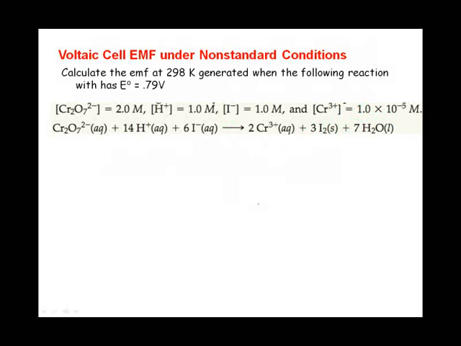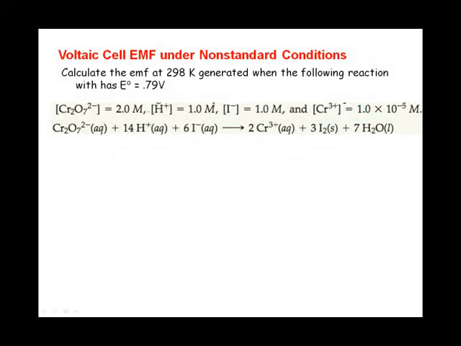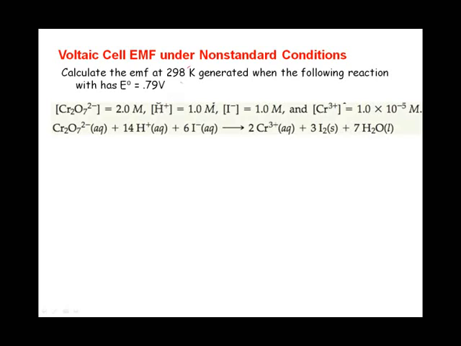So we want to calculate the electromotive force, which is E when it's not 0, at 298, so it's standard temperature, generated with the following reaction, which has a standard potential of 0.79 volts. Okay, so we're going to use the Nernst equation, which is E is equal to E naught minus 0.0592 volts over N times the log of Q. This might be a good equation to memorize, because there might be some multiple choice questions where you can't use your table. Alright, so we're given the E naught.